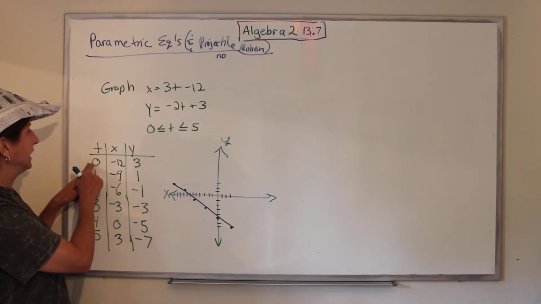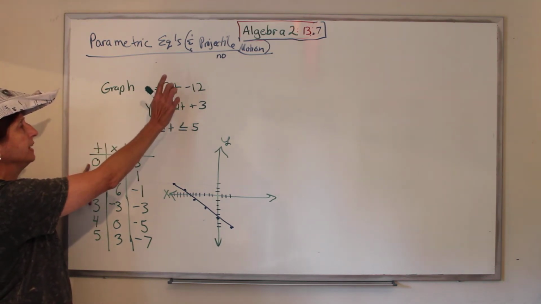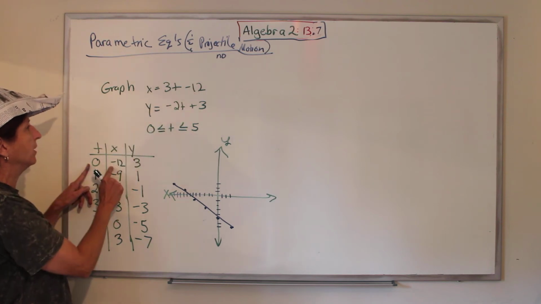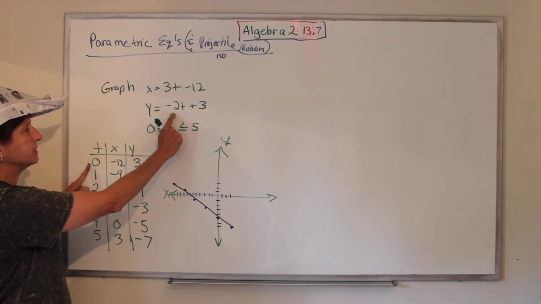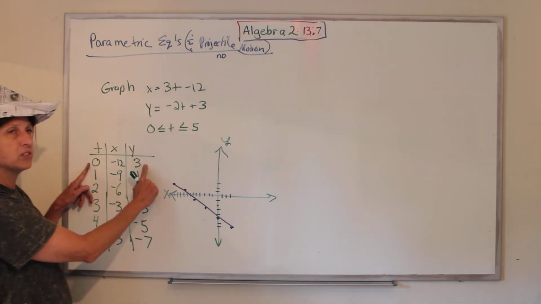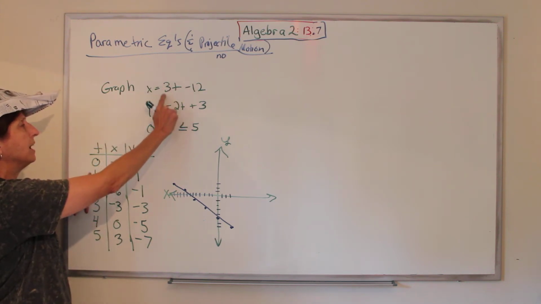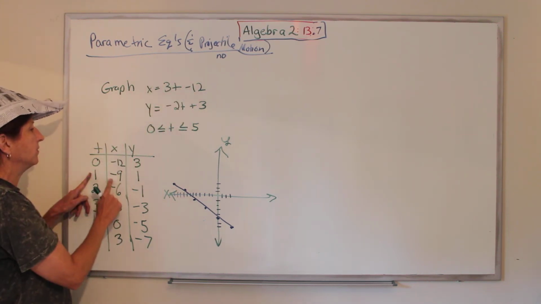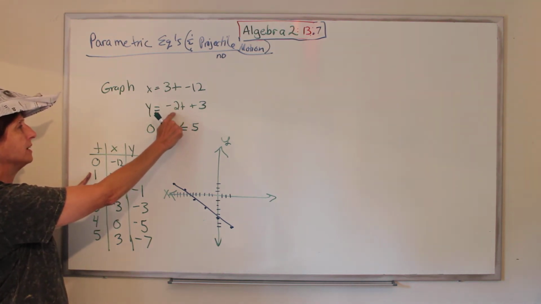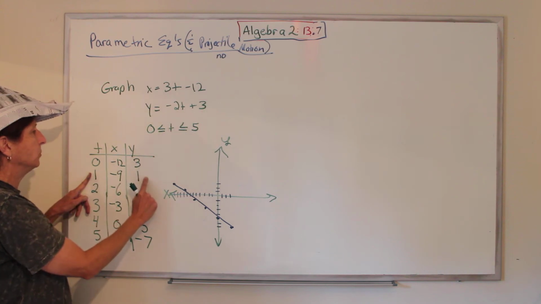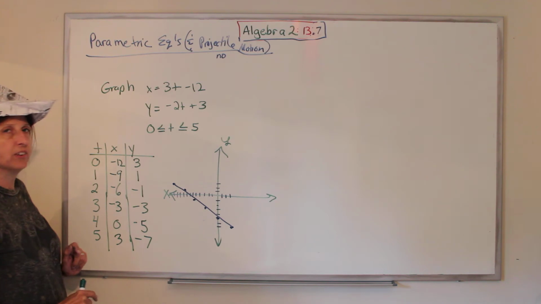Now, we say if t is 0, what is x? 0 times 3 is 0, minus 12 is negative 12. If t is 0, what is y? 0 times negative 2 is 0, plus 3 is 3. You see how it works? Now we do 1. If t is 1, 1 times 3 is 3, minus 12 is negative 9. If t is 1, for y we do 1 times negative 2 plus 3, which is 1. And you just keep doing this, substituting them in until you get it all filled out.